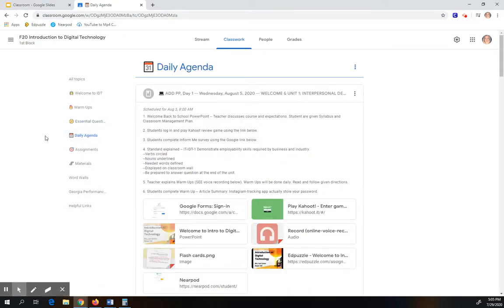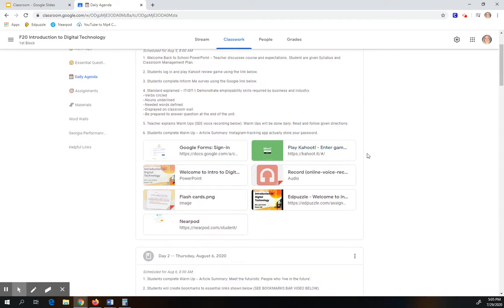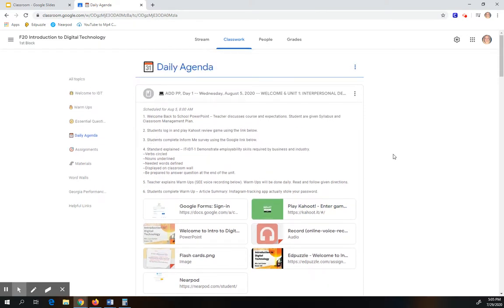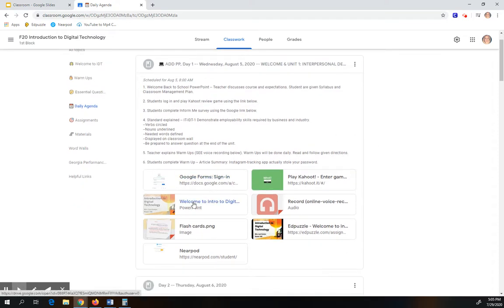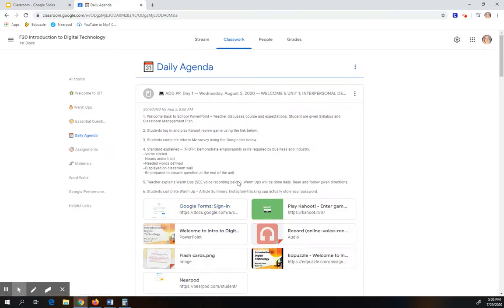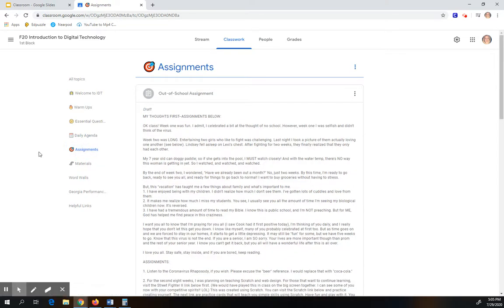The daily agenda is very important. It has on there daily exactly what we're going to do: Day 1, Day 2, etc. All of the required links and documents are all there for you to find exactly what we're going to do step by step. Under assignments, this is where you're going to submit your work.